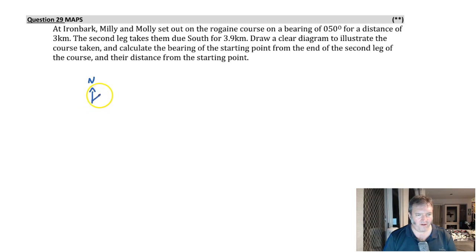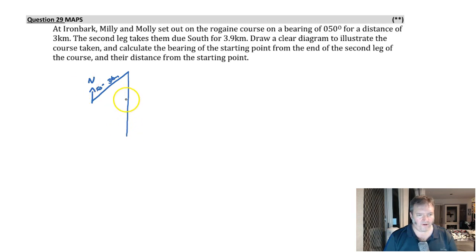So estimating where 50 degrees is, remember, always measuring in a clockwise direction from north. That's 50 degrees. I'm going to make that 3 kilometres long. Again, this is not a scale drawing. This is just an approximate one. That's fine. They then go due south for 3.9 kilometres.